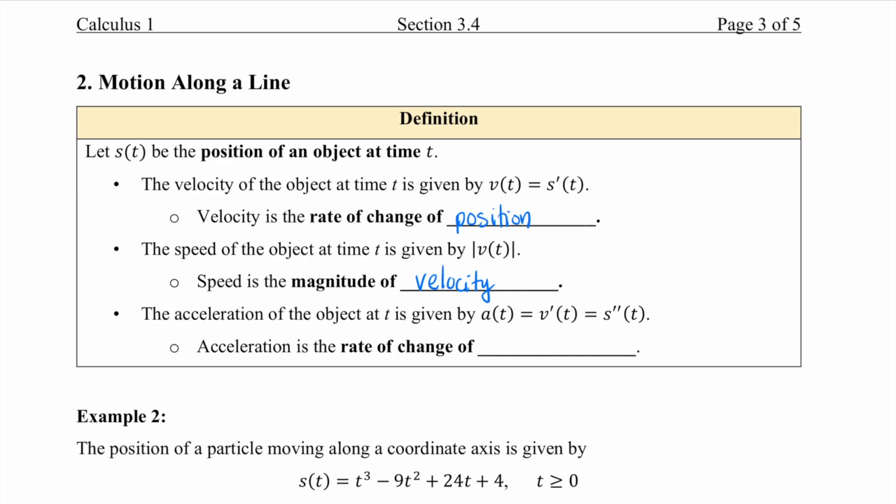Next, we define acceleration. The acceleration of the object at time t is given by a of t equals v prime of t equals s double prime of t. This means the acceleration is the derivative of velocity, or the second derivative of position. So acceleration measures how the velocity is changing over time. In other words, acceleration is the rate of change of velocity.